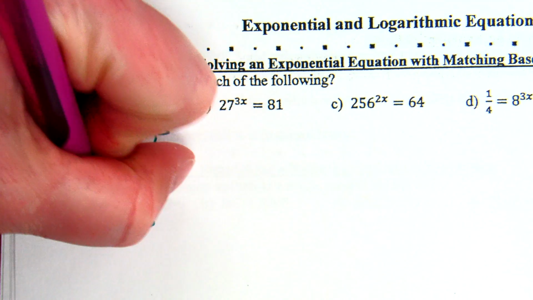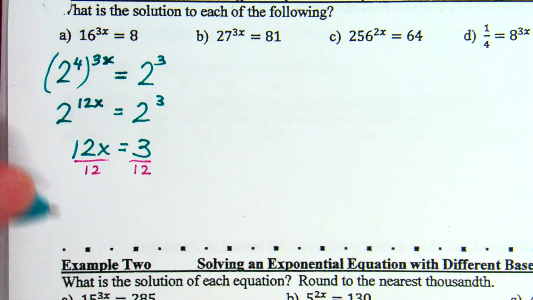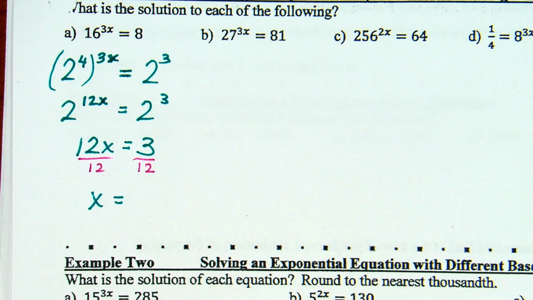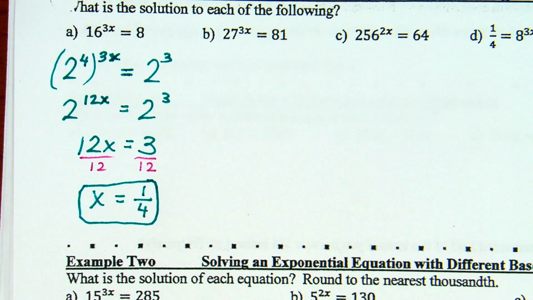Divide by? Not divide by 3, divide by 12. If it's 12 times x equals 3, divide by the 12. The 12s cancel, and I have x equals 3 divided by 12. We could say 3 twelfths, but I'd prefer you at least reduce. What is 3 over 12 reduced to? 1 fourth, because they both divide by 3. If you took the calculator, your decimal is 0.25, which is equivalent.